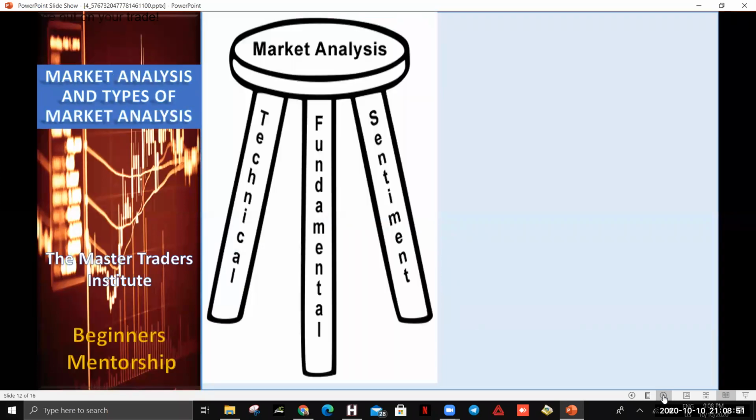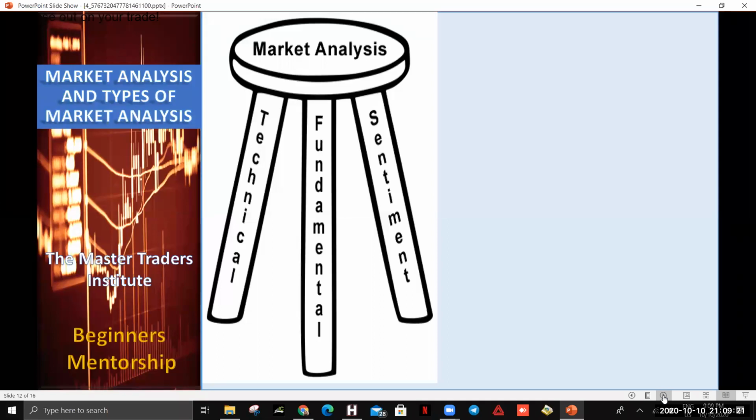Now, this is market analysis. There are 3 things traders look at before they enter the market, the types of market analysis: technical analysis, fundamental analysis, and sentimental. Before we go to technical analysis, about 100 or 200 years ago, the only thing that traders traded in the market was fundamentals.